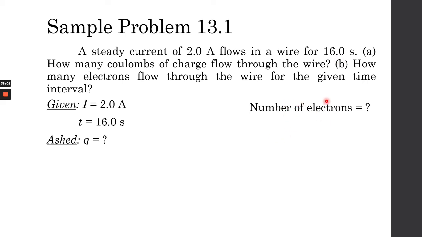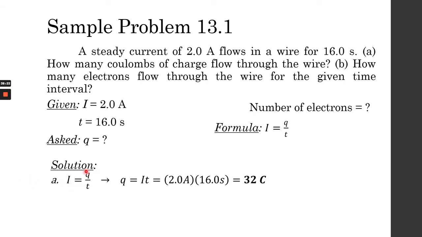Again, this number of electrons is not number density. Number density is the number of electrons per cubic meter. This is just how many electrons pass through the wire, not per volume. It's just the total number of electrons. Okay, so the formula we're going to use is I is equal to Q over t. Solution: I is equal to Q over t. We can rearrange the equation to solve for Q. Q is basically current multiplied by time. So 2 amperes times 16 seconds equals 32 coulombs. This is the total charge that flowed through our wire.